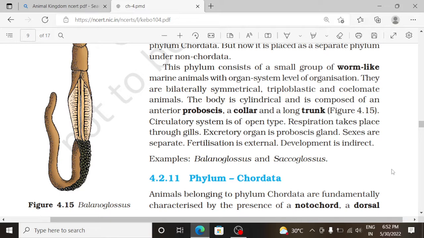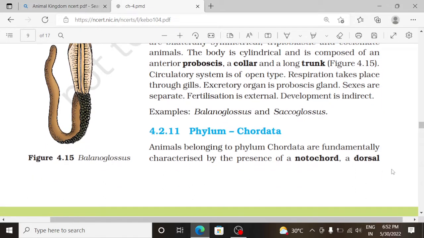Respiration takes place through gills. Excretory organ is proboscis gland. Sexes are separate. Fertilization is external. Development is indirect. Examples: Balanoglossus and Saccoglossus.